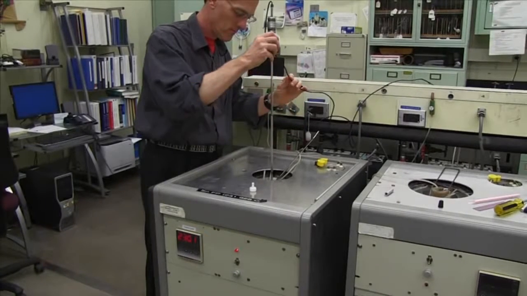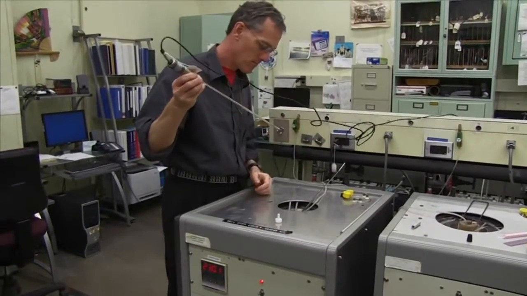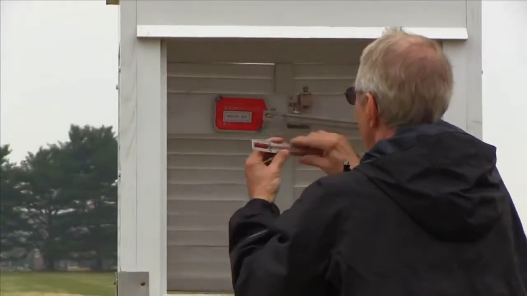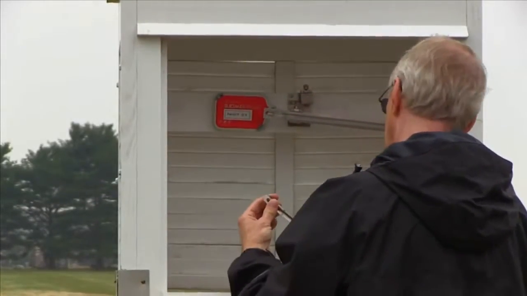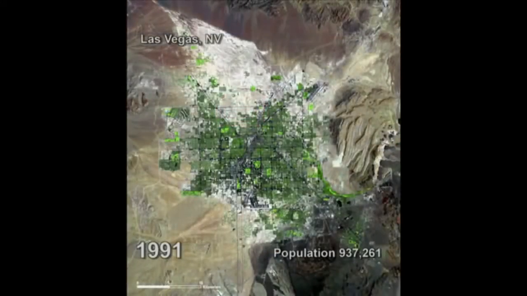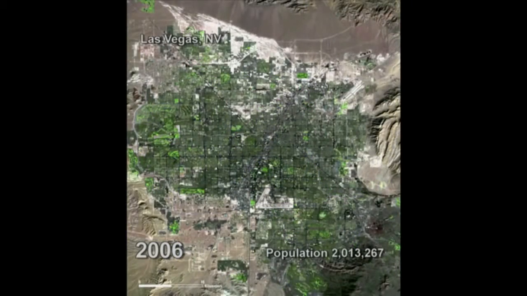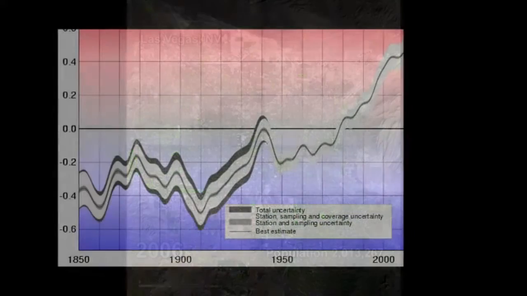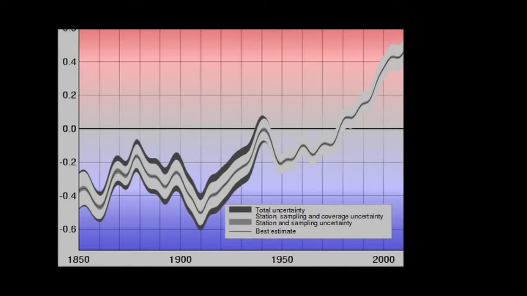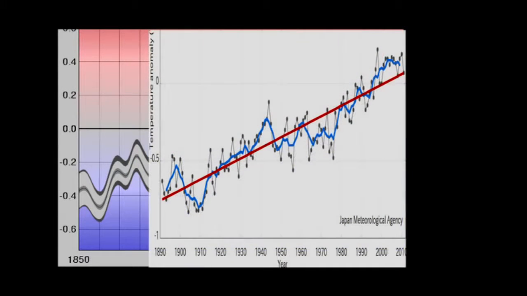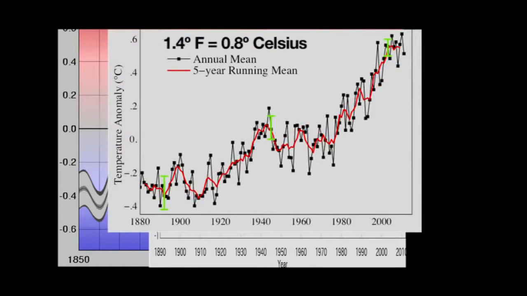Research groups work carefully to make sure the data aren't skewed by such things as changes in the instruments taking the measurements, or by other factors that affect local temperature, such as additional heat that has come from the gradual growth of cities. These analyses all show that Earth's average surface temperature has increased by more than 1.4 degrees Fahrenheit over the past 100 years, with much of this increase taking place over the past 35 years.